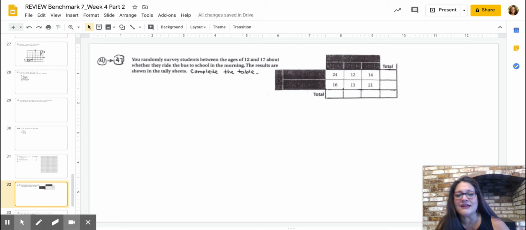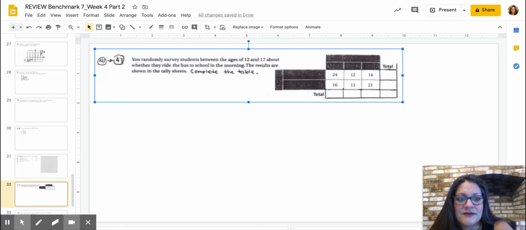Okay, so look at this. This is numbers 41 to 47. Oh man, we're gonna have to figure out what this chart says. Okay, so 41 through 47, it says you randomly survey students between the ages of 12 and 17 about whether they ride the bus to school in the morning, and the results are shown in the tally sheets. Okay, so we are going to complete the table.